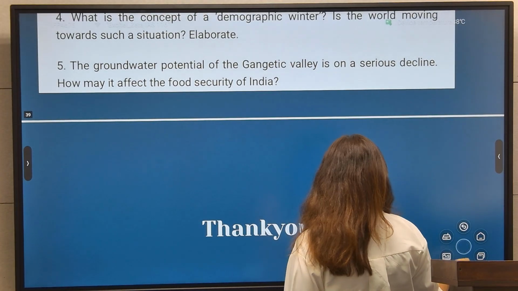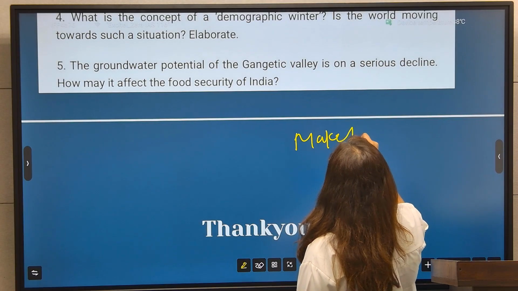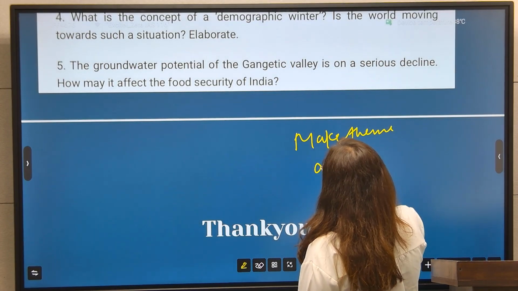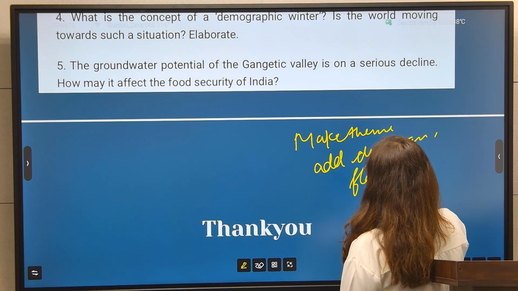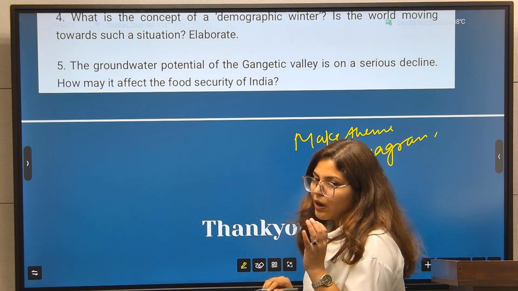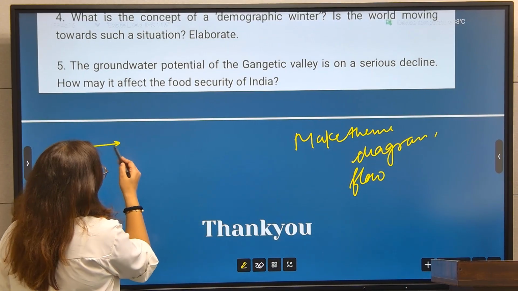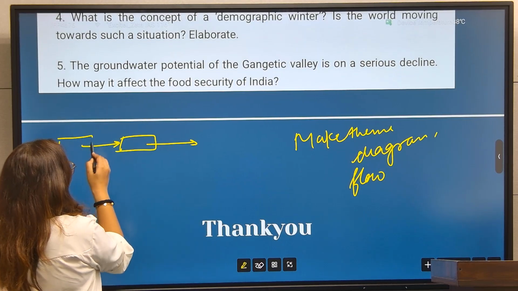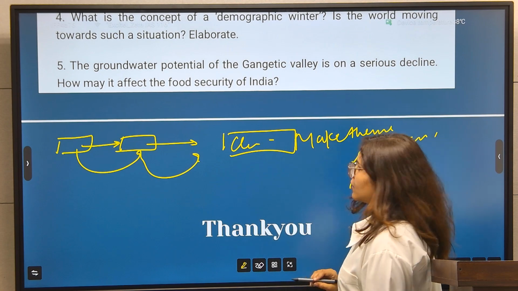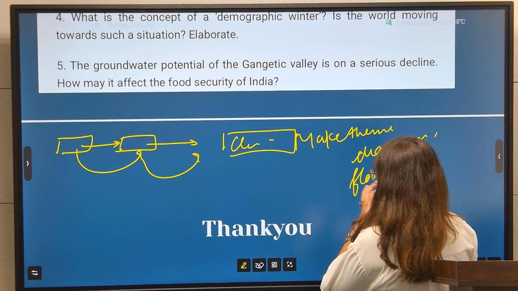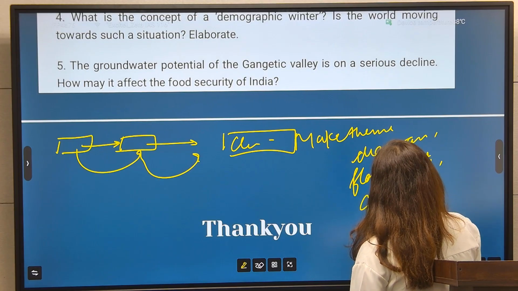So in geography, make notes on these themes. Add diagrams, flowcharts. Like the question was on cloud burst. So if you have to explain the phenomenon of cloud burst, make a flowchart, that first this will happen, then this will happen, then this will happen, and then finally cloud burst. Diagram, cloud burst diagram, flowcharts, examples.